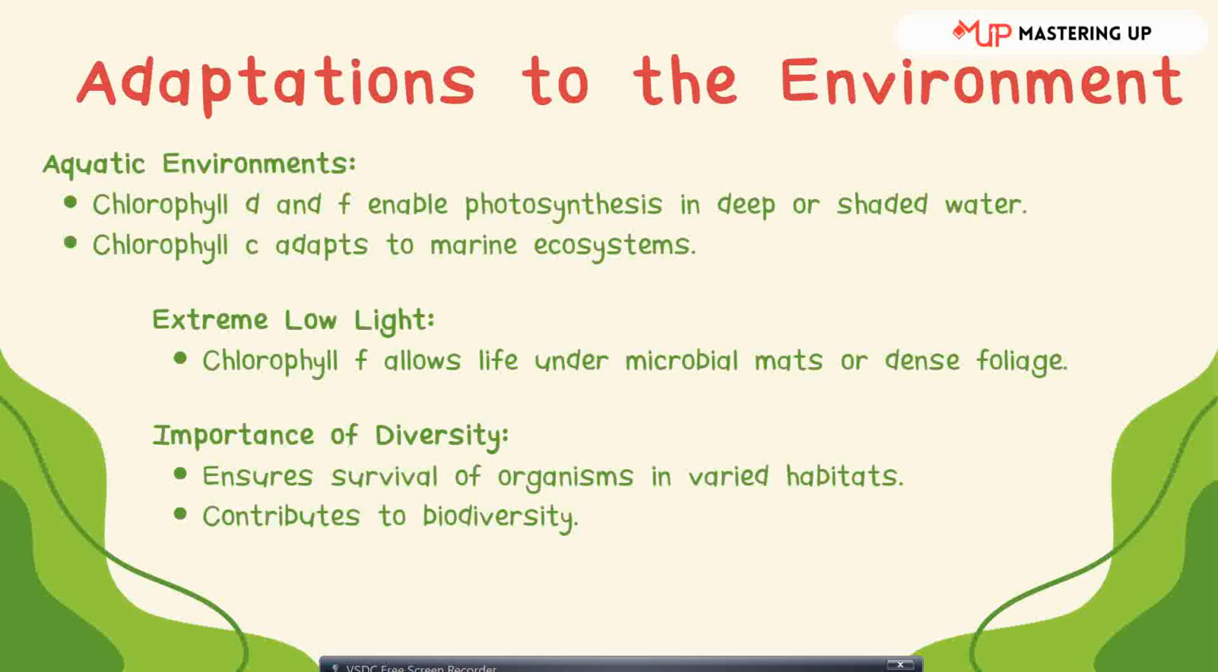We discussed it already in that table, about the types of chlorophylls. We now know that different types of chlorophyll are present for different types of environmental conditions. In aquatic environments, chlorophyll D and F enable photosynthesis in deep or shaded waters, and chlorophyll C adapts to the marine ecosystem. In extremely low light, chlorophyll F allows life under microbial mats or dense foliage. And the importance of diversity: it ensures the survival of organisms in varied habitats and contributes to diversity. So these are some of the basic things that we studied so far.